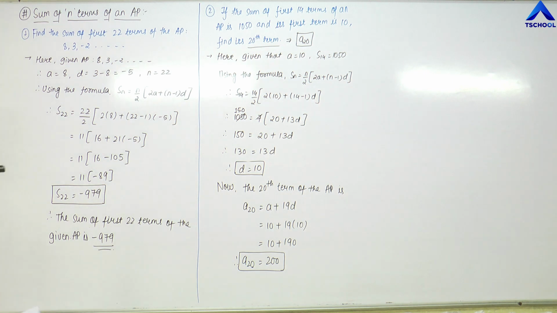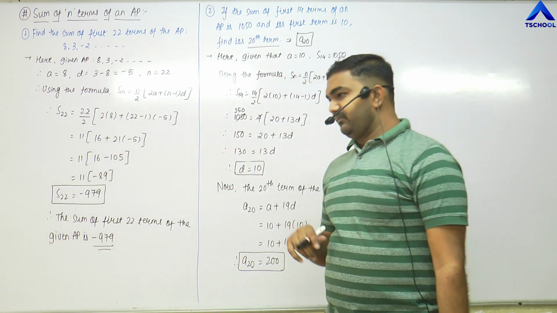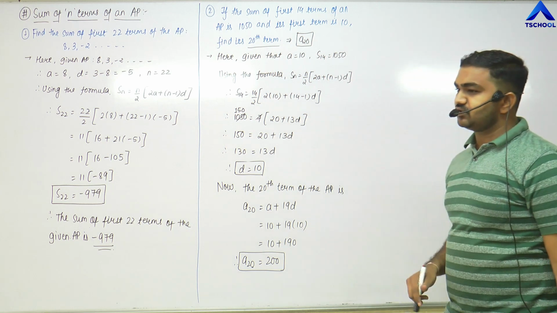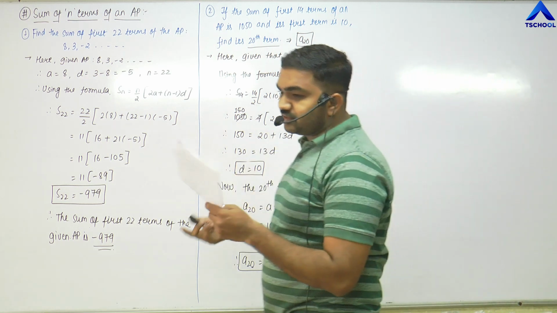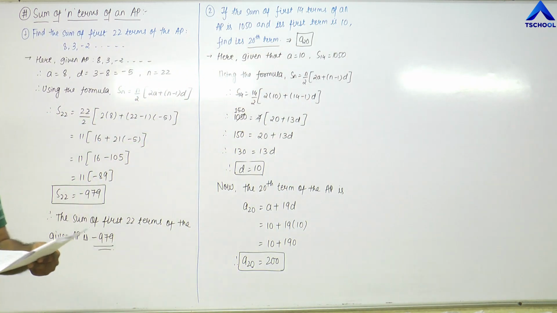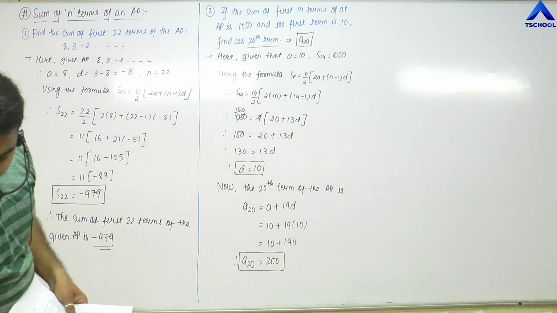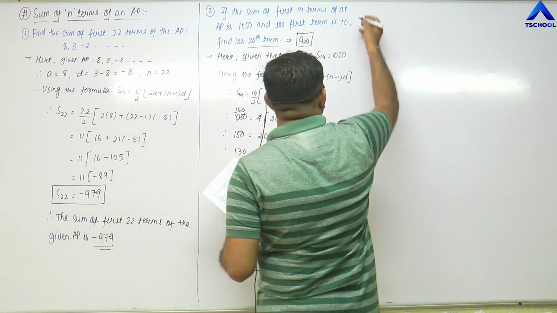We are given one condition for the sum of first 14 terms, and the second thing, that is the first term. What you need to find out is the 20th term. That means the sum is now related to the nth term of an arithmetic progression. So the 20th term of the given arithmetic progression is 200. Is it clear? Okay. Now let me solve one more kind of sum.